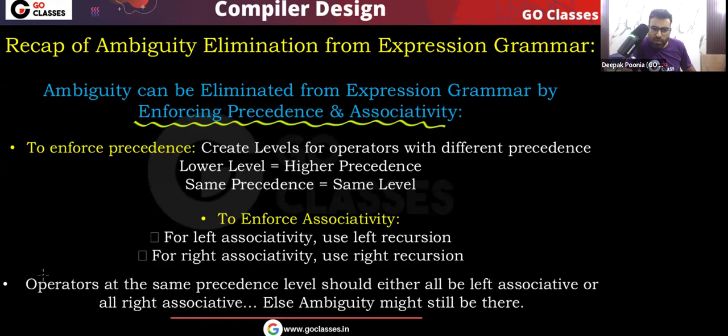That is, operators at the same precedence level should either all be left associative or they should all be right associative, else ambiguity might still be there. Means on a particular level, let's assume two operators have the same precedence. Because they have the same precedence, they will be on the same level. For example, addition, subtraction, they have the same precedence. So if two operators have the same precedence, then they will be on the same level.